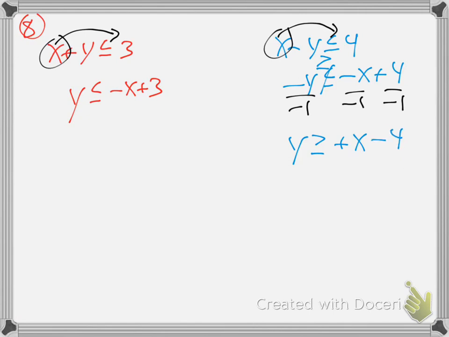Okay, let's go to the graph. So we got y alone in both cases. Now we can graph. So put the red one on there, put the blue one on there. And the overlap of the shadings.